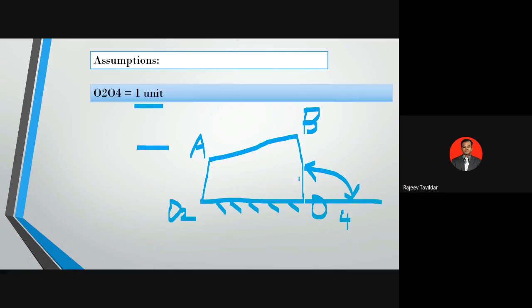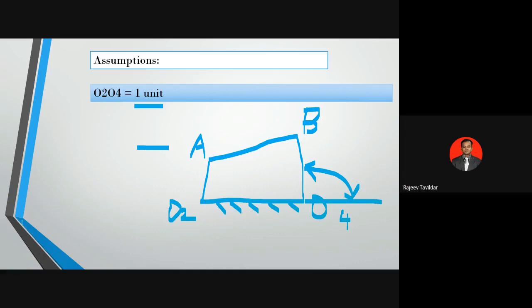So we are going to make 3 assumptions. The first assumption is the fixed link length O2O4. I'm going to take it as equal to 1 unit. This 1 unit you can equate to anything. You can equate it to 10 centimeters, or 8 centimeters. That is left up to you, depending upon the size of the page available.